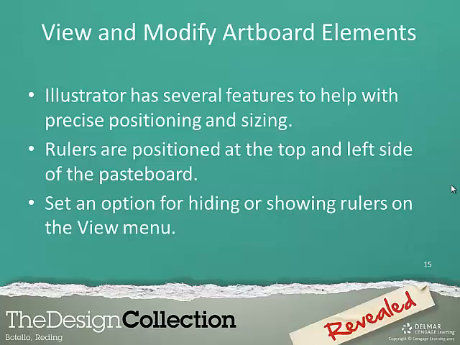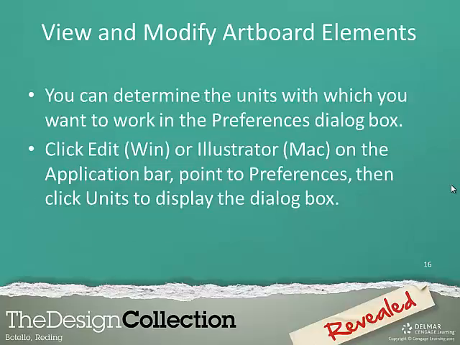Rulers can display measurements in different units such as inches, picas, or points, and you determine the units with which you want to work in the Preferences dialog box. Okay. On the Edit menu, point to Preferences, and then you would click Units to display that dialog box, and then choose your units.